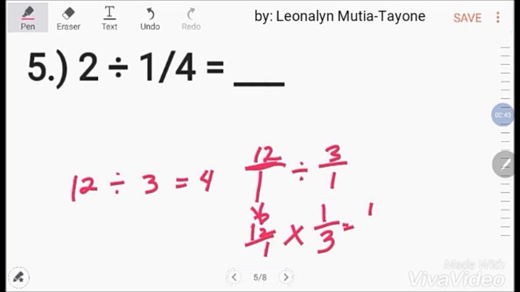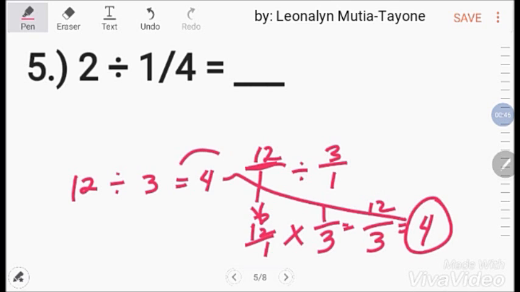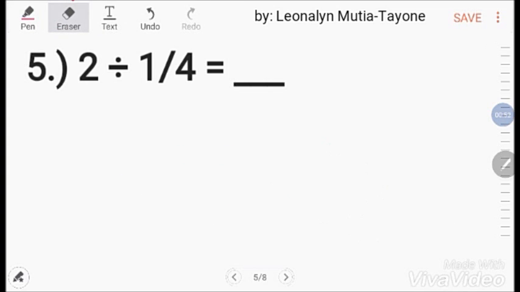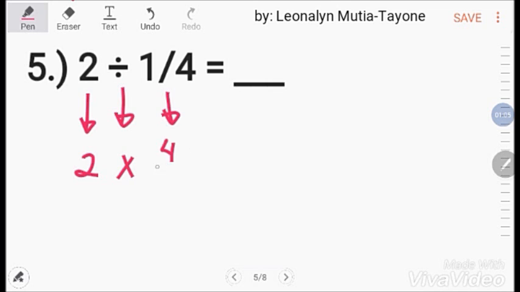12 times 1, that is 12. 1 times 3, that is 3. So, 12 over 3 is equal to 4. So, ganun pa rin. In-example ko yan kasi whole number to. 2 divided by 1/4. Kopyahin si 2. Ang division maging multiplication at si divisor maging 4 over 1.